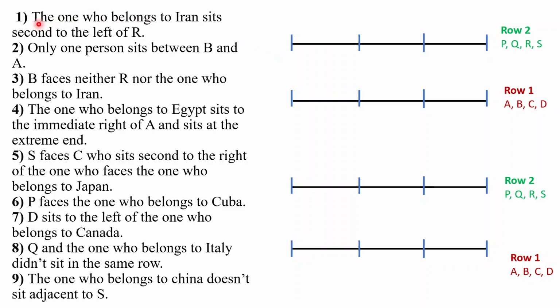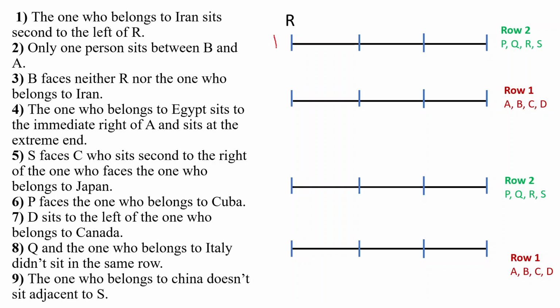The first clue says the one who belongs to Iran sits second to the left of R. Okay, so this is case 1 and this is case 2. Let's suppose in case 1, R is sitting here at this position, and second to the left of R. Now this side is the left side of R. Why? Because R is facing the south direction. Let me draw the south and north direction.